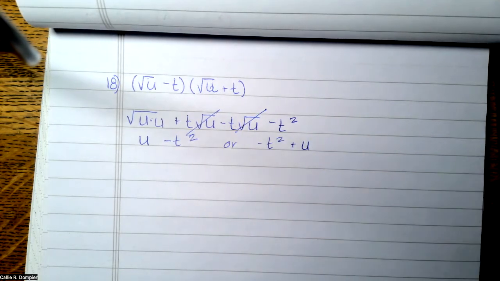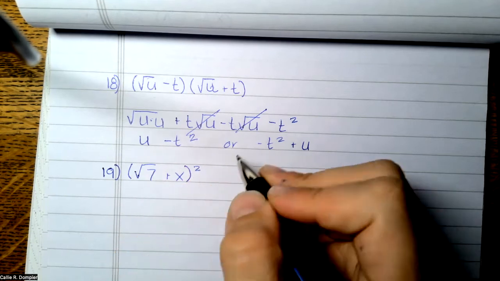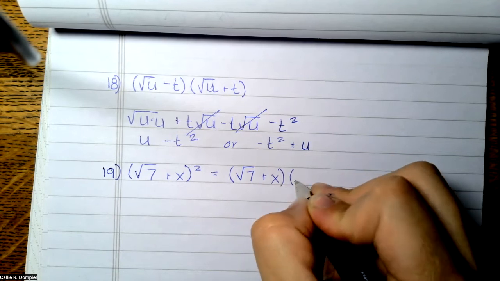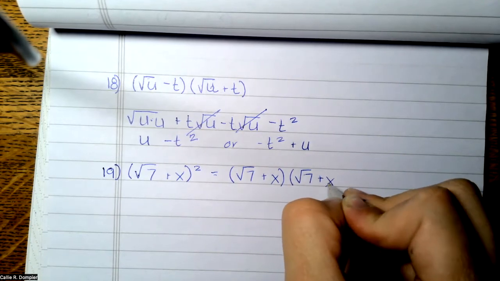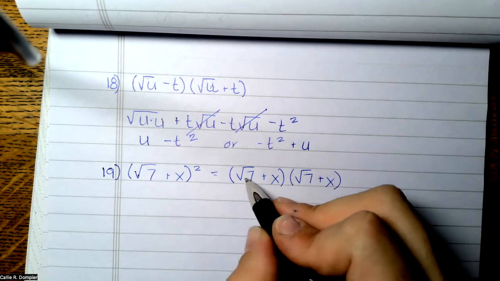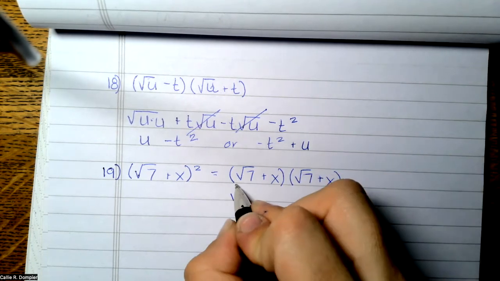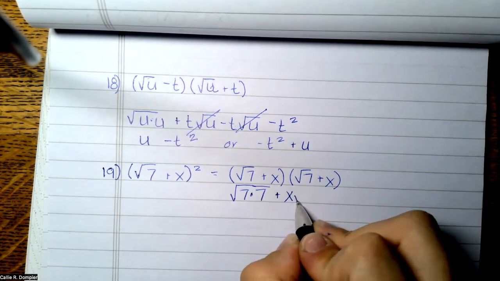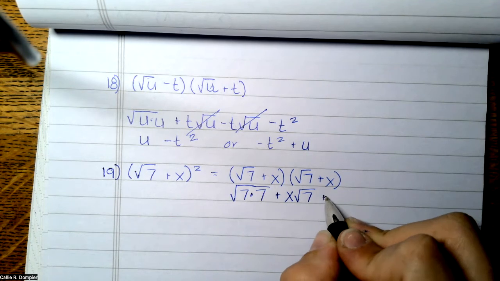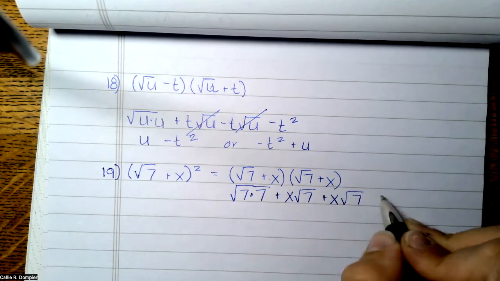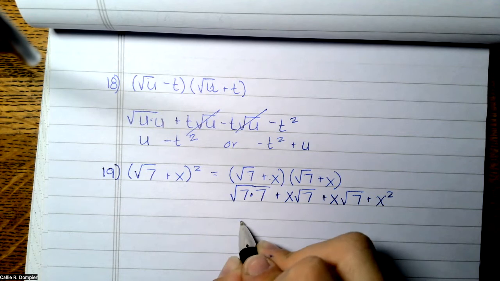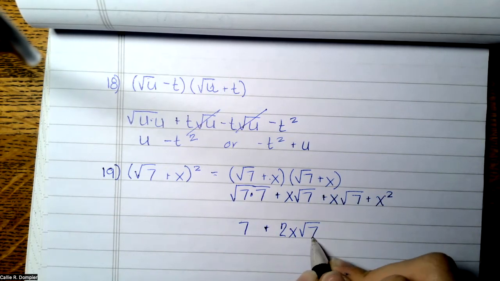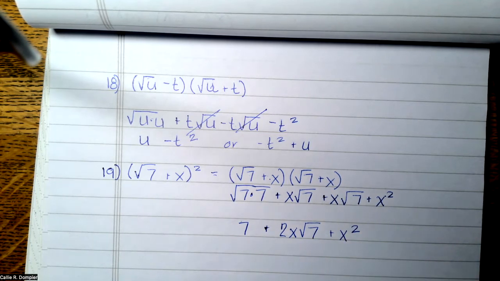Doesn't matter. Okay, 19 is asking us to solve square root of 7 plus x squared, which becomes square root of 7 plus x times itself. This is not a conjugate. This is not going to cancel anything out in the middle. Square root of 7 times the square root of 7 is the square root of 7 times 7. Square root of 7 times x is plus x square root of 7 plus x square root of 7, right? And then x times x is plus x squared. Those two become 7. This becomes 2x square root 7 plus x squared.